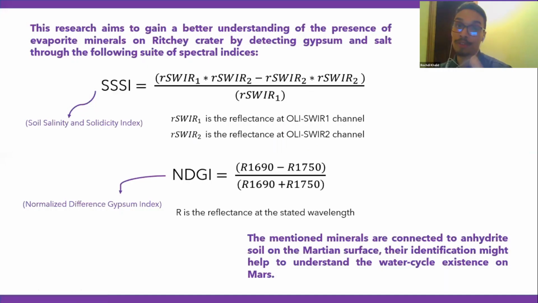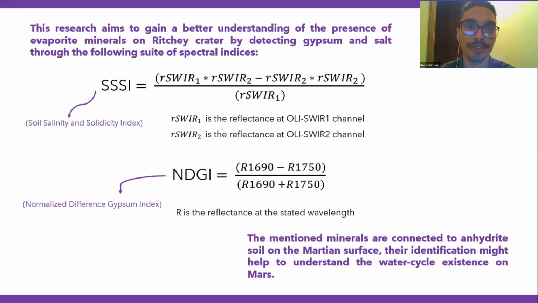the objective of this research is to detect evaporite deposits on Mars. What kind of evaporite deposits? For this study we chose to detect and characterize gypsum and salt. Why exactly gypsum and salt? Because these minerals are connected to anhydrite soil, and if we find proof of it on Mars, it might help us understand the existence of a water cycle on the red planet later in the research.